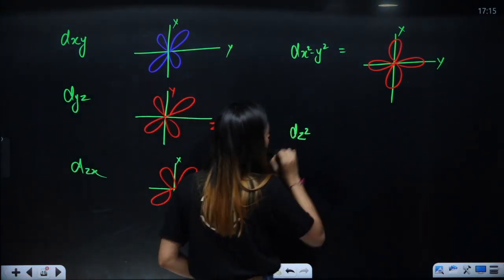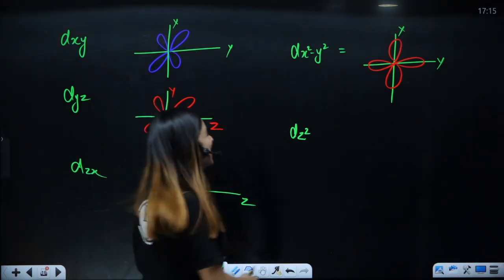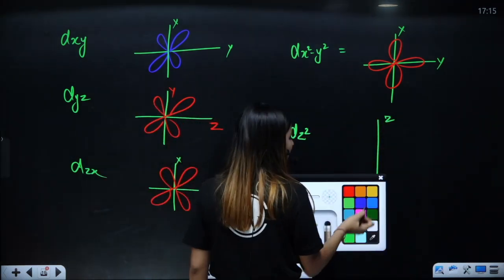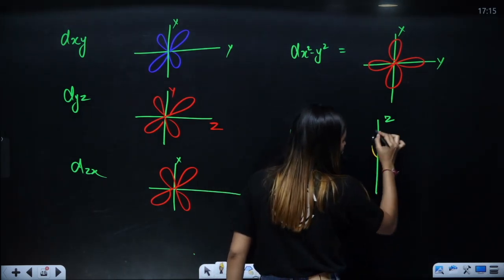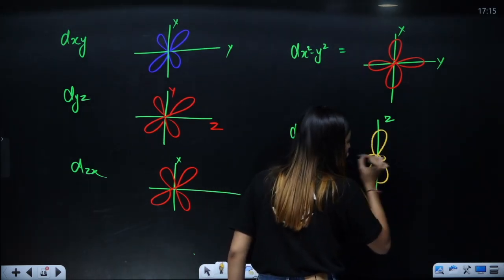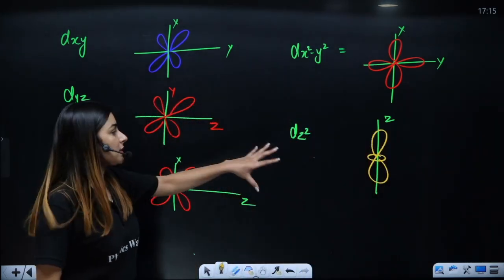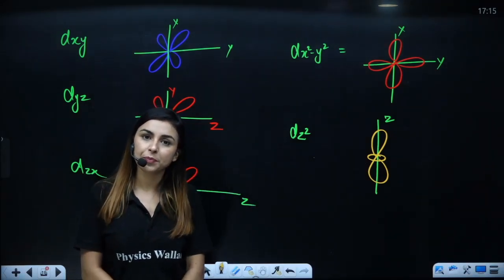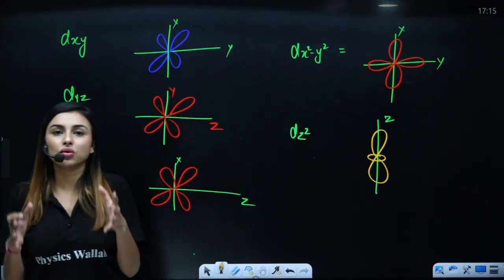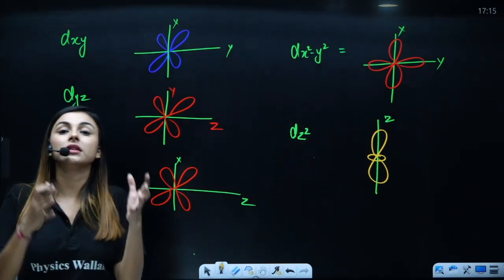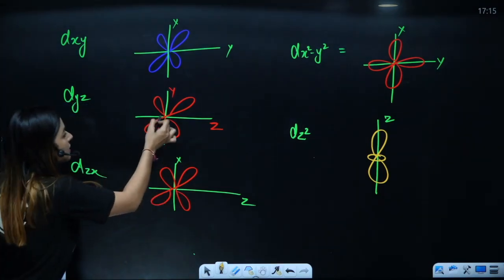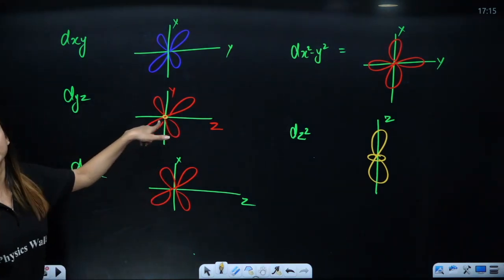dz square. Okay? Yes. So, this would be z axis. And you will have a very interesting shape out here. You will have something like this and then a conical shape here. This is the shape of a dz square orbital. Okay? Yes. So, you need to know the shapes. You need to know where the electron density is maximum, where the electron density is minimum. Here, this denotes the nucleus and you don't have electron density here.